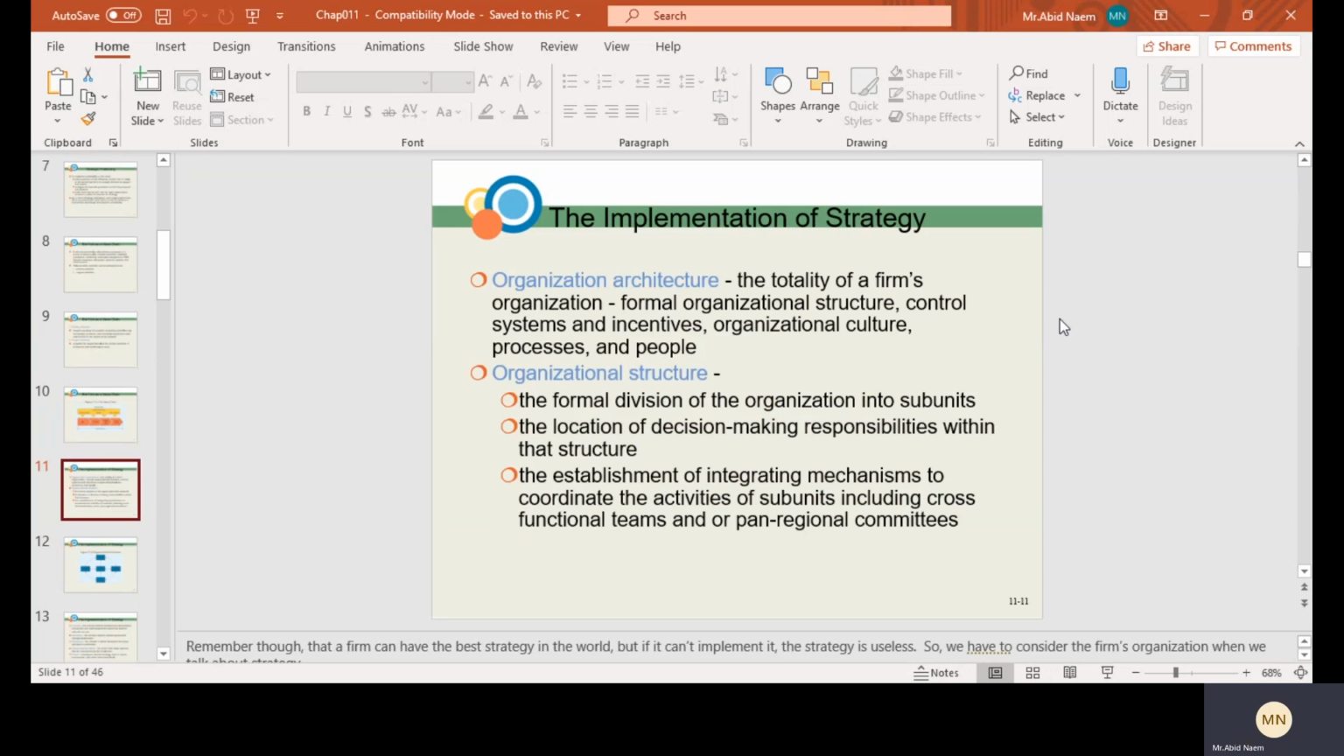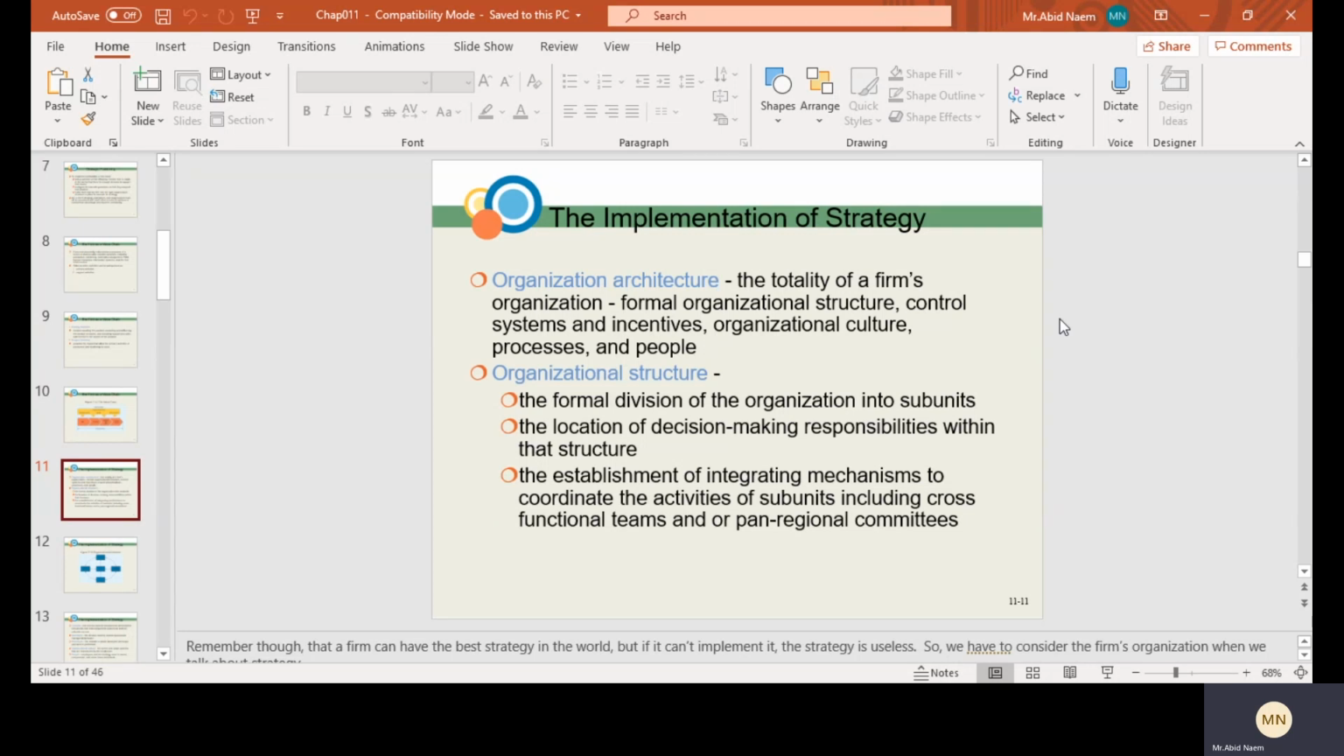Organizational architecture is the key element of implementation of international business strategy, and the totality of a firm's organization, formal organization structure must exist within your organization, and there should be established control systems through which you keep a check and balance on your organizational performance, and then you have to develop the incentives for employees as well as other internal stakeholders. Organizational culture should be established and communicated, and then most importantly the people. These are the core components of organizational architecture.